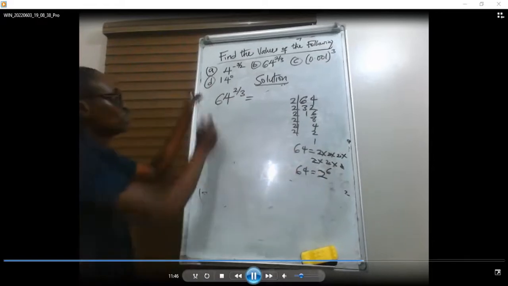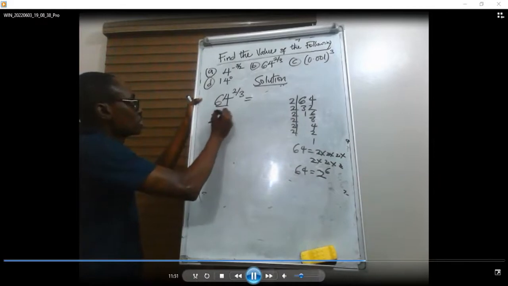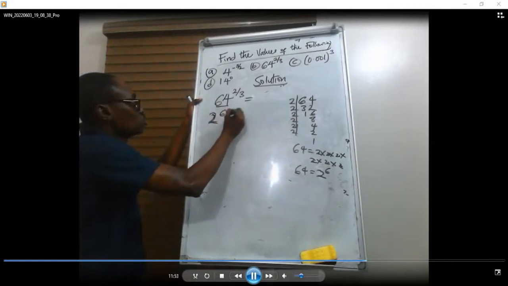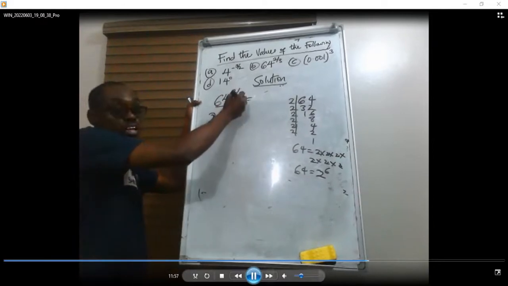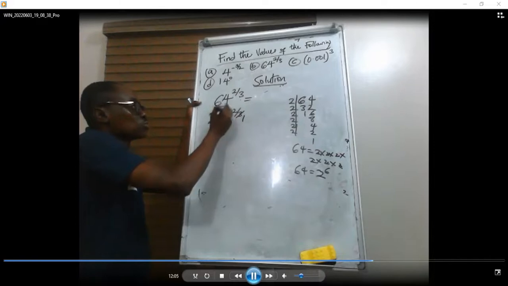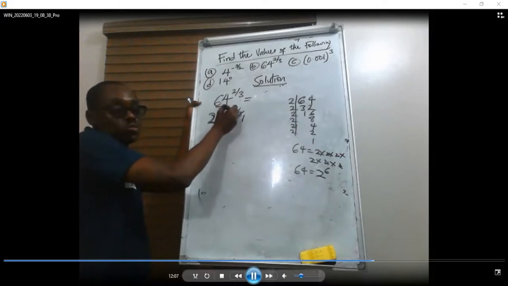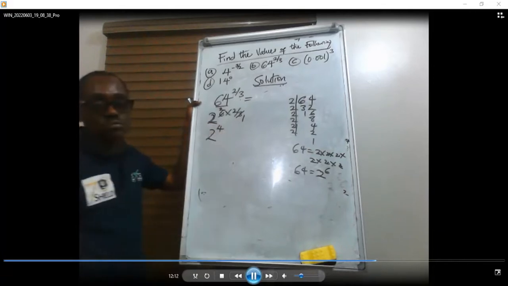Okay, so here you're going to replace the 64 with 2 raised to power 6, times 2 over 3. That is the power here, which was already there. You're going to multiply this power and this power together. So 6 times 2 over 3. 3 in 3 is 1. 3 in 6 is 2. 2 times 2 is what? 4. So eventually you have 2 raised to power 4.